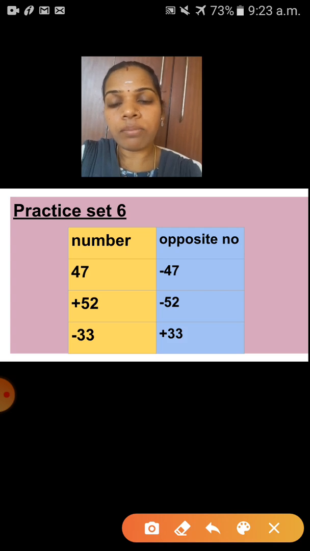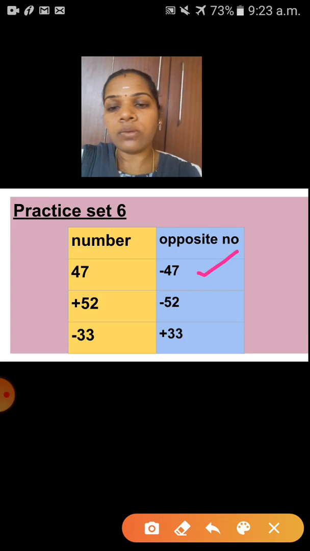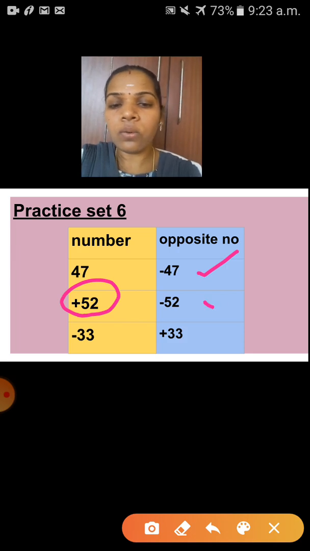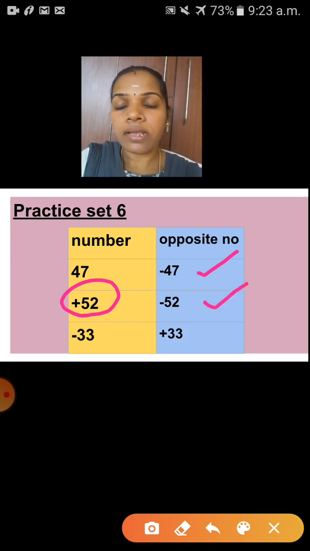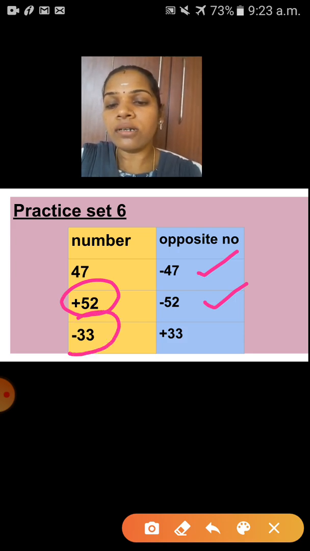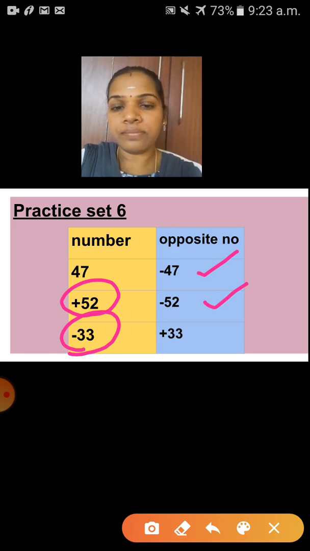So what is the opposite number of positive 47? Yes, negative 47. Next one is positive 52. What is the opposite of positive 52? Yes, negative 52. Next one is minus 33, that means negative 33. What is the opposite? Yes, positive 33. Can we go to next?